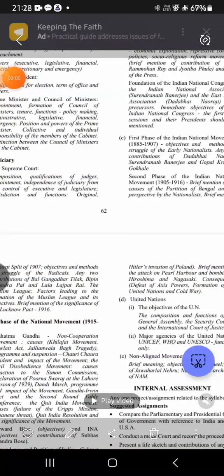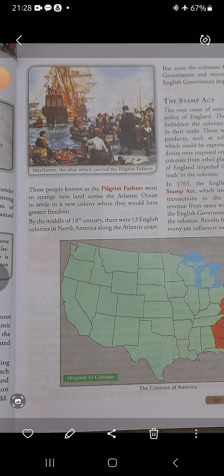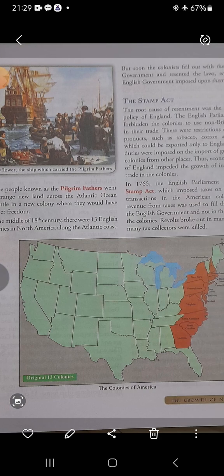So these people were known as the Pilgrim Fathers, who went on to explore new land across the Atlantic Ocean and settle as a new colony. By the middle of the 18th century, there were 13 English colonies in North America along the Atlantic coast. But soon the colonies fell out with the British government and resented the laws which the English government imposed upon them. Next comes the Stamp Act.